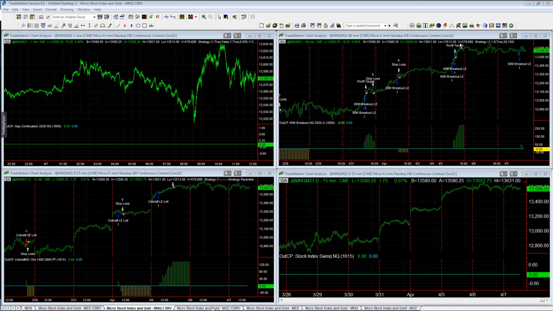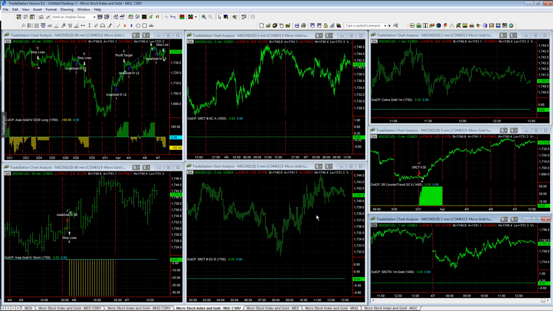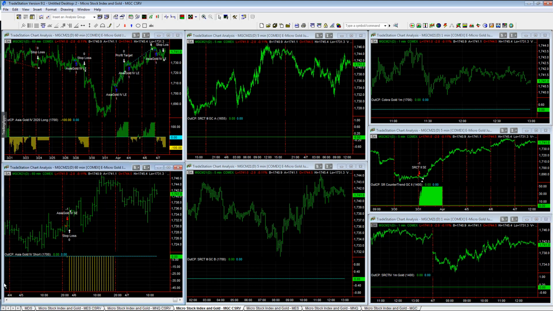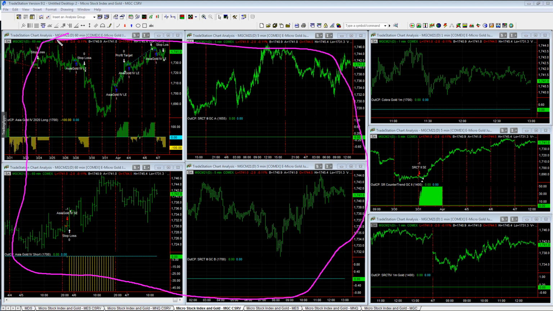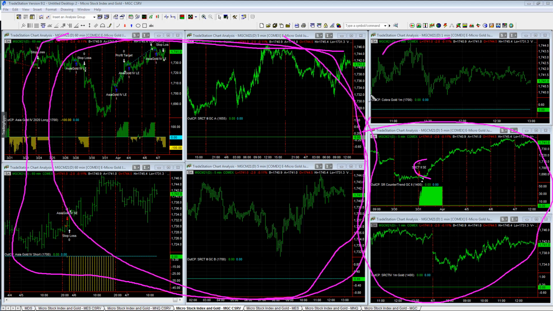Now the last one is a 7 on the micro gold. And so you can see Asia Gold 4 short and long are counter trend strategies that trade overnight. SR counter trend 3s can trade overnight as well. These are counter trend as well here. So all of these are counter trend. These are day trade counter trend. These are overnight counter trend. And this is a trend strategy. Cobra Gold is a trend strategy. Meant to say CT, trend, counter trend. So these are the 7 micro gold strategies in this portfolio.